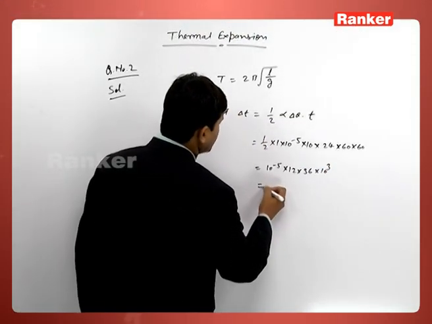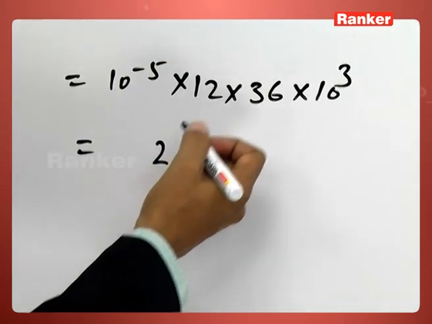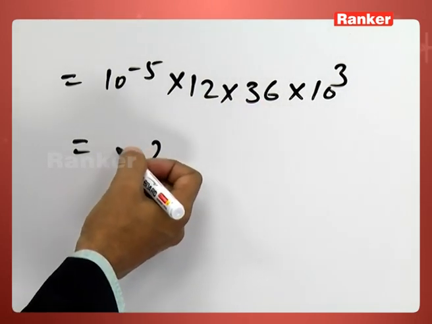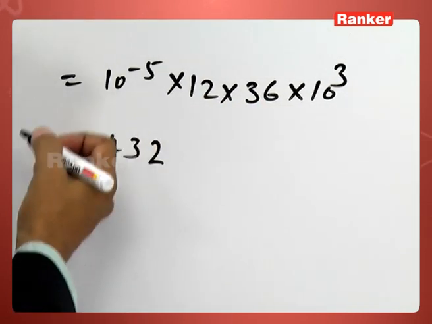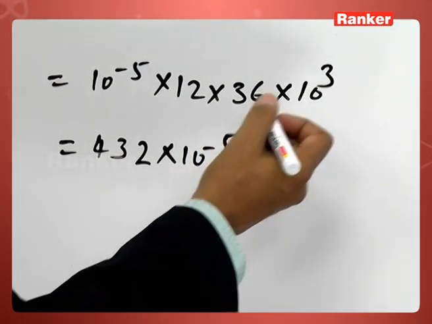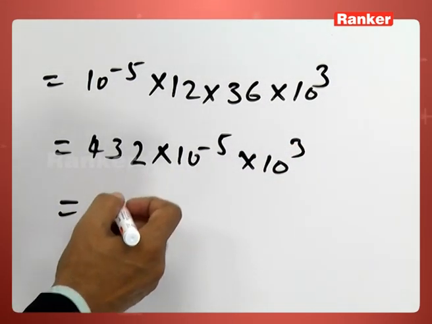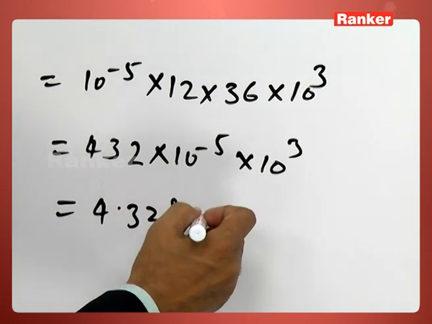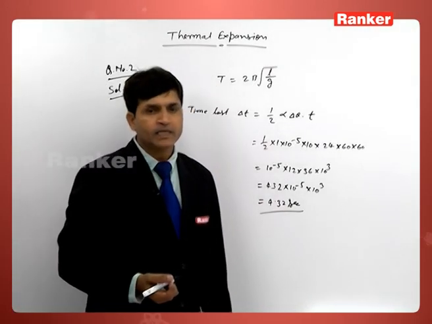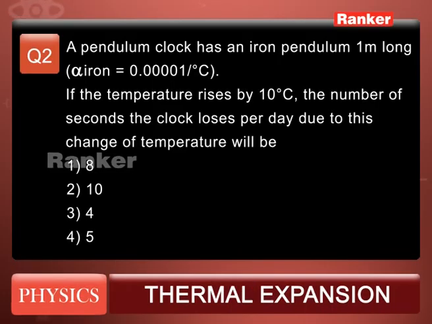Now further we will simplify. 432 into 10 to the power minus 5 into 10 to the power 3. So this is 4.32 seconds. So approximately the time is 4.3 seconds. So the correct option we can say is option number 3, which is 4 seconds.